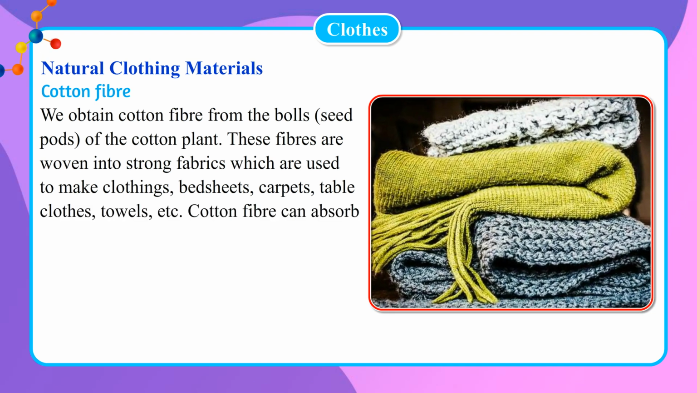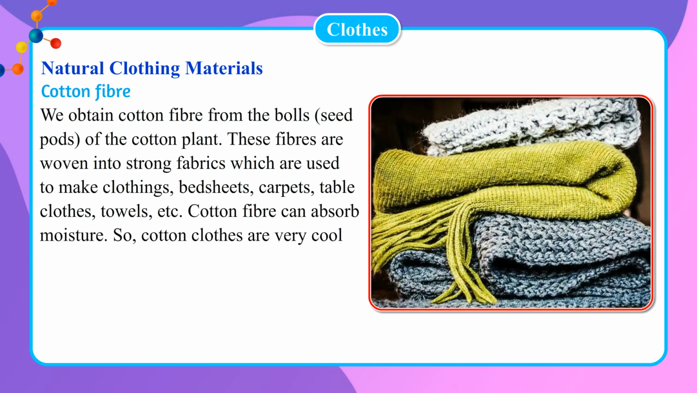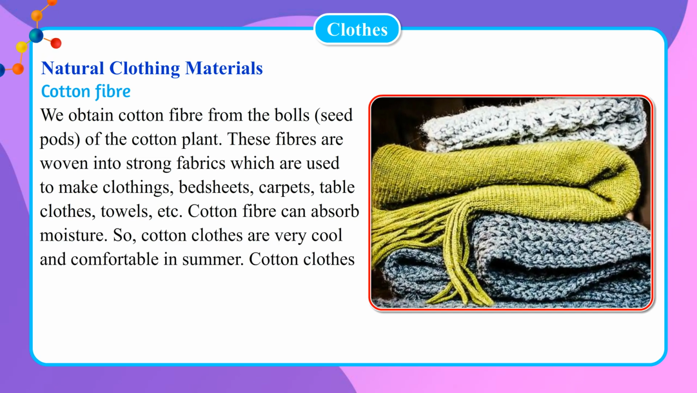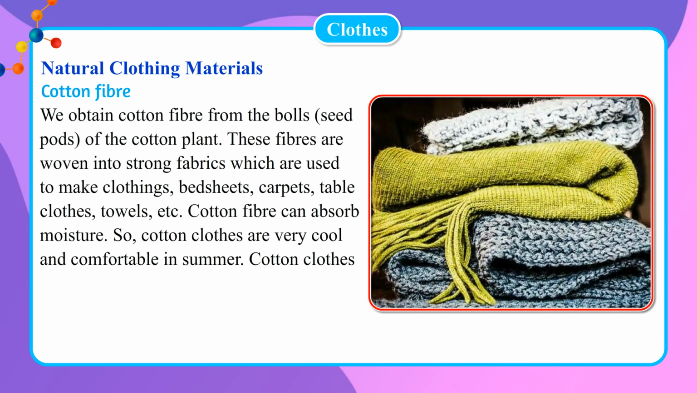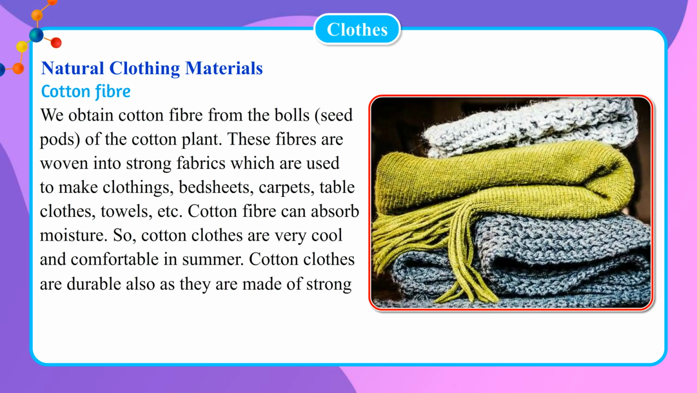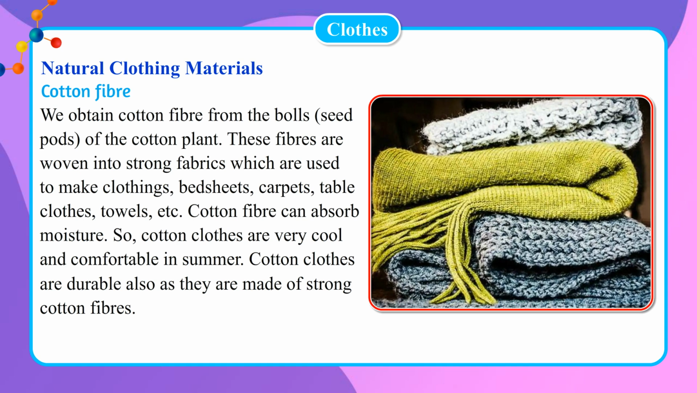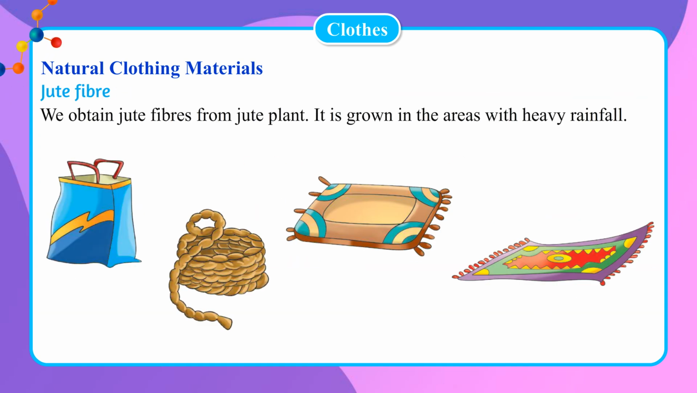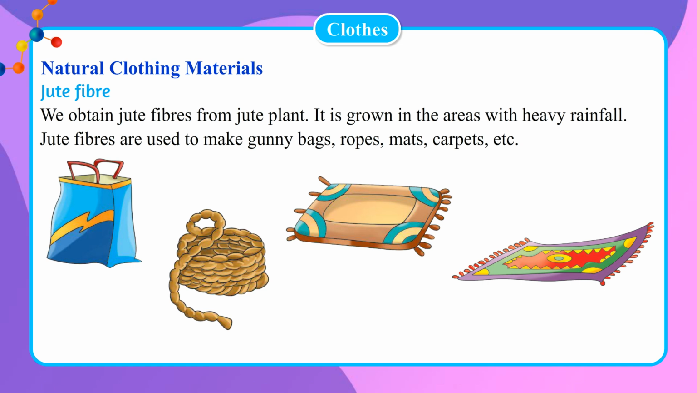Cotton fiber can absorb moisture. So, cotton clothes are very cool and comfortable in summer. Cotton clothes are durable also as they are made of strong cotton fibers. Jute fiber. We obtain jute fibers from jute plant. It is grown in the areas with heavy rainfall. Jute fibers are used to make gunny bags, ropes, mats, carpets, etc.